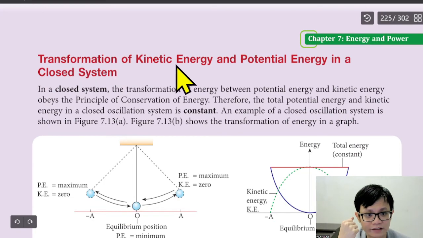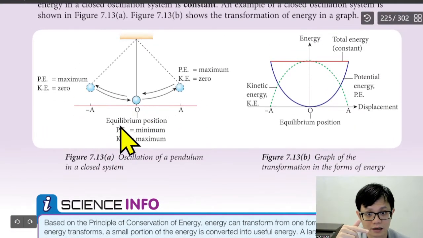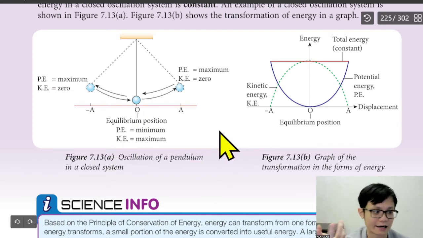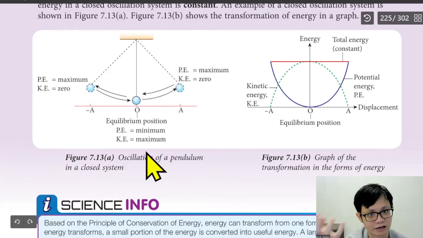Okay, transformation of kinetic energy to potential energy. So this one just now I already teach. PE maximum, KE zero, PE minimum, potential energy zero, kinetic is highest. Okay, again, I don't want to tell my time. Why you write out the formula? Okay, you count, you will get zero potential energy. You will get the highest kinetic energy.